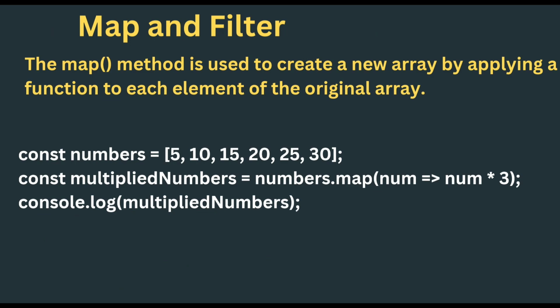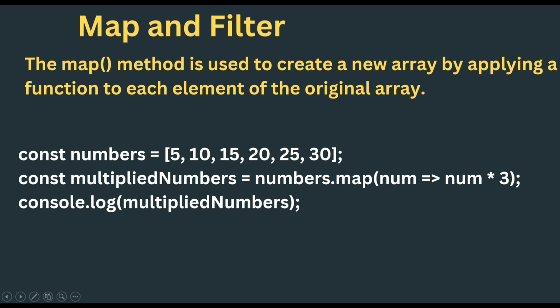The importance of map is that it promotes functional programming, making code cleaner and more readable by avoiding loops and temporary variables. The map method creates a new array by applying a function to each element of the original array. Like the const numbers is equal to 5, 10, 15, 20, 25, 30. This is the array. The const multiplied numbers dot map creates a new array.